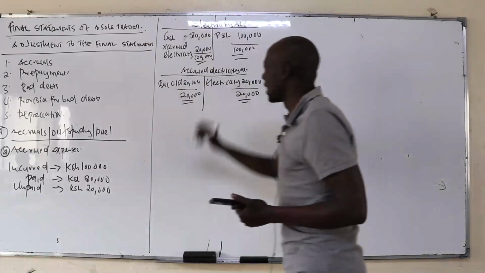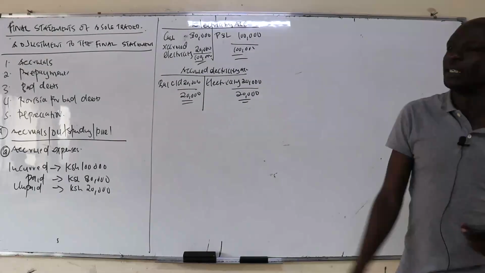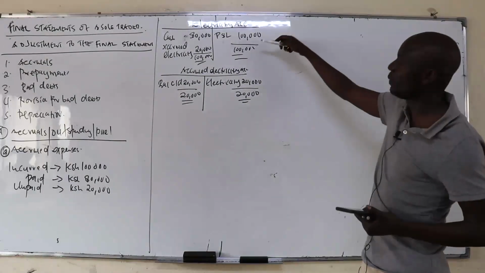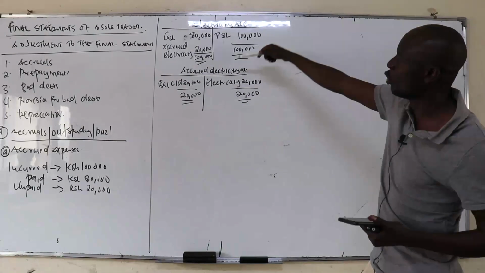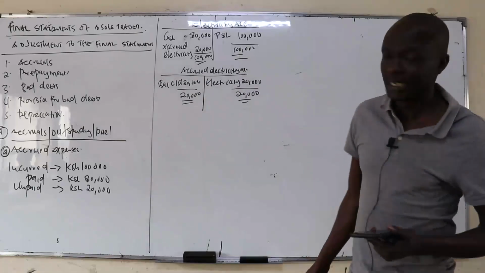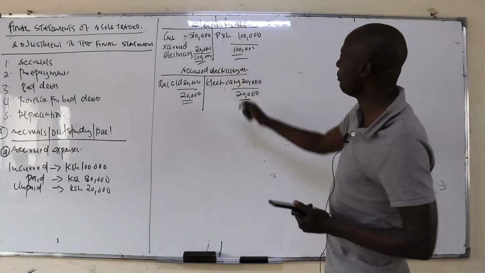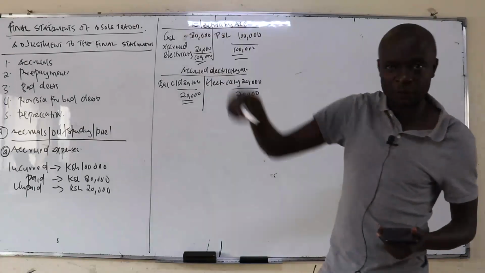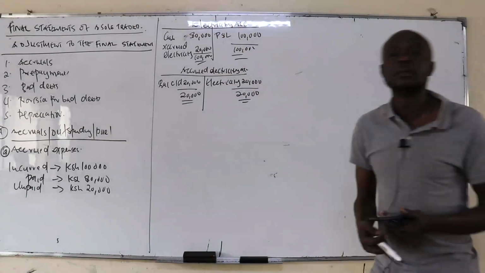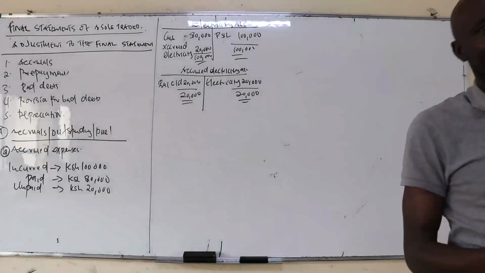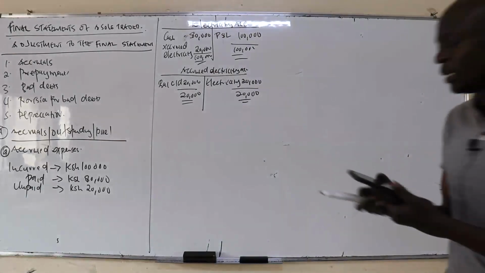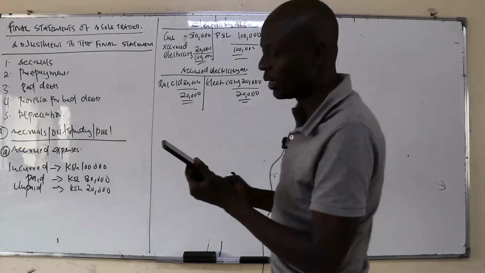So this is a current liability. And the total charge in the income statement for that period is 100,000, although it's only 80,000 that was paid. That portion that was not paid, you recognize it in the income statement, but you still take it to the statement of financial position as a liability, a current liability. So that is how we treat accrued expenses.